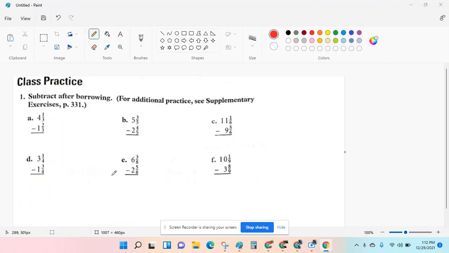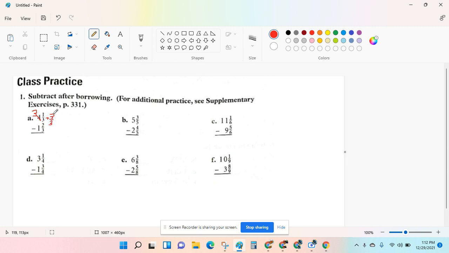Alright, so in this part here, what we're going to be doing is borrowing again from fractions. However, this time we already have part of a fraction here. So we know we're going to be dealing with thirds. And again, we're going to borrow off of the 4 and make it a 3. And then we're going to add 3/3 back to this.